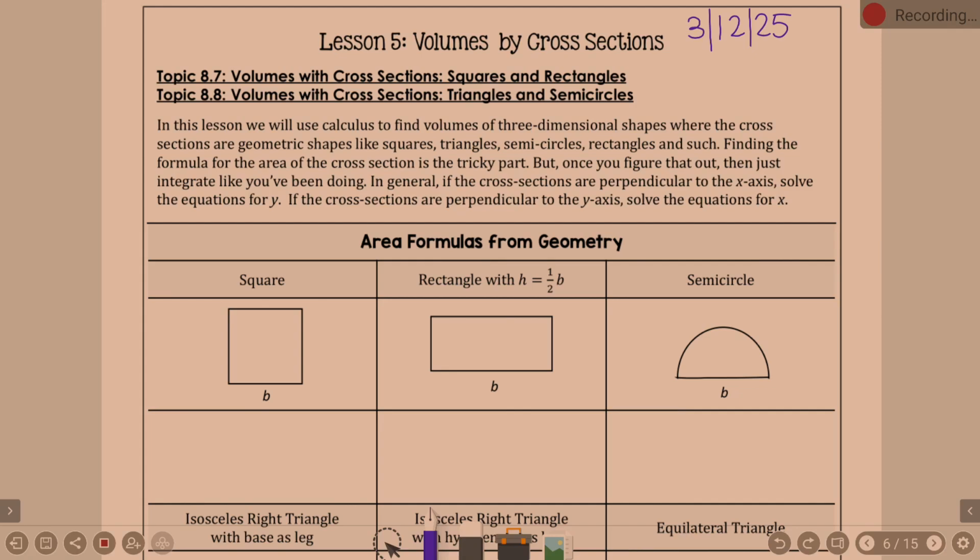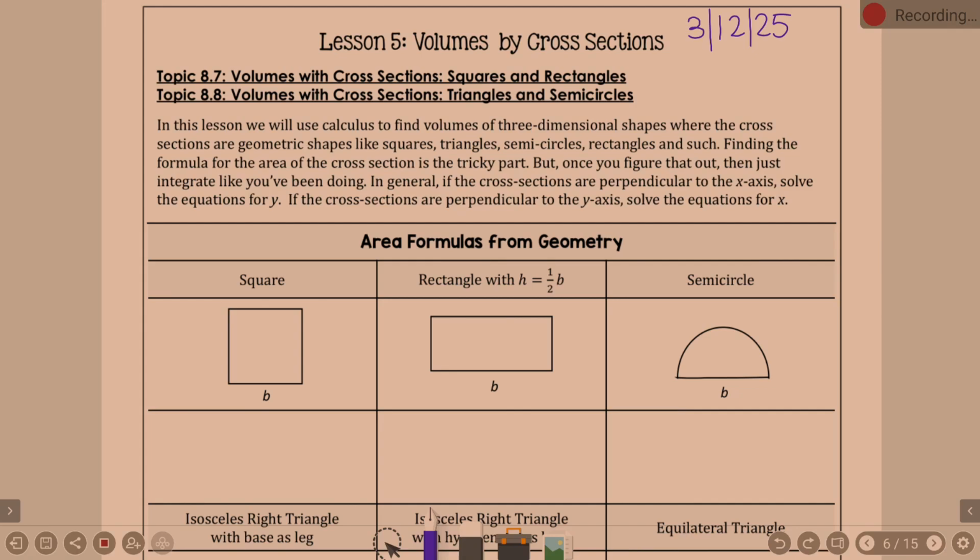And let's see, if we read the beginning here, I think it's probably what I just said. We're going to use calculus to find volumes of 3-dimensional shapes where the cross sections, it's like what we put on our graph, are geometric shapes like squares, triangles, semicircles, rectangles, just basic 2D shapes. Finding the formula for the area of the cross section can be the tricky part. Once you figure that out, it's just integrating like we've been doing.